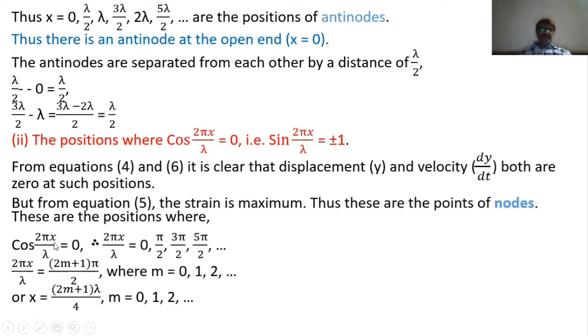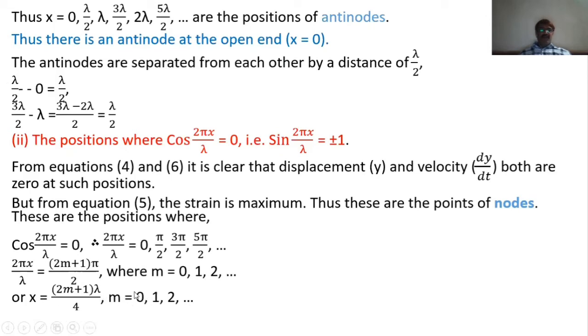That means what about the cos? That is an odd multiple of pi by 2. So in this way, how will an odd multiple be obtained? Multiply an integer by 2 and add 1. So 2 pi x by lambda is (2m plus 1) into pi by 2, where m equals 0, 1, 2, etc. Now it will be (2m plus 1) into lambda by 4.